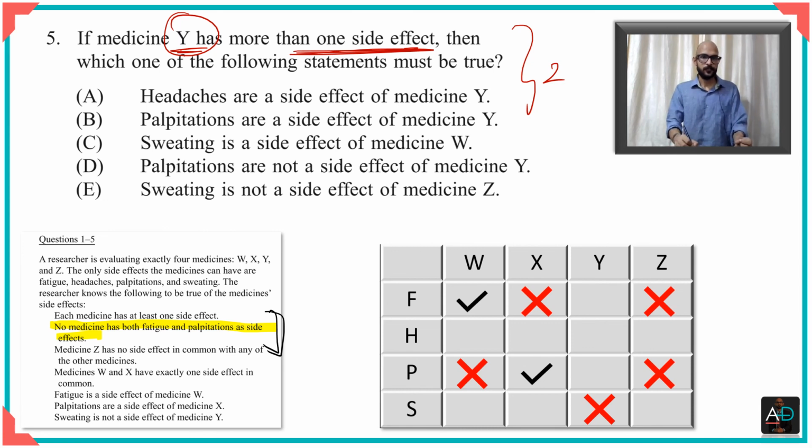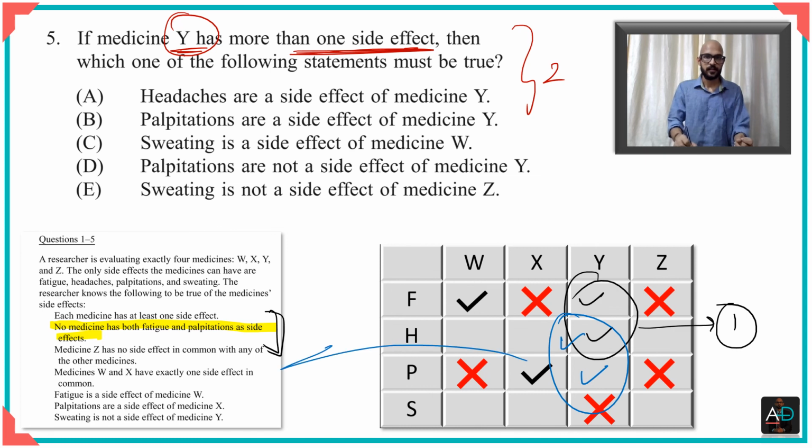Now, those 2 side effects cannot be F and P, because F and P cannot exist simultaneously, which means you have to have F and H. So there are only 2 possibilities that can happen. Either you have F and H, that's case 1, or the second case is that you have P and H. Okay, in either case it means H will have to be a side effect of Y.